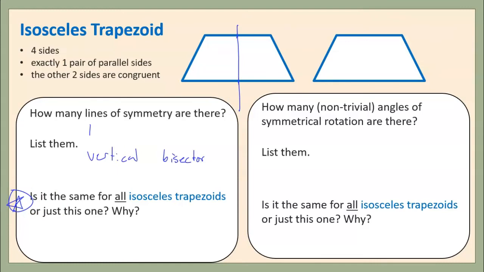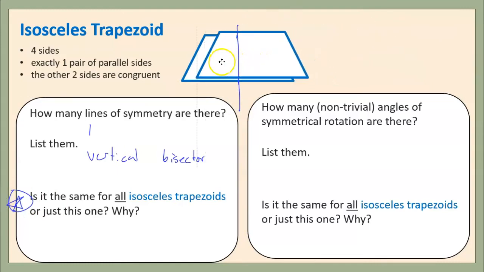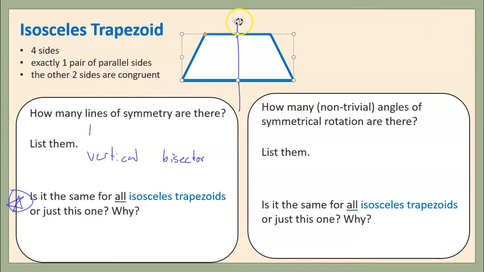Let's see if we can rotate it onto itself. Here we go. All right, so here we are at 90, nope. Here we are at 180, nope. Here we are at 270, nope. And here we are at 360, which is trivial. We said that one doesn't work. So actually we didn't run into any until 360. There are none. No angles of symmetrical rotation, and this is a nope because you can't list 0 items.